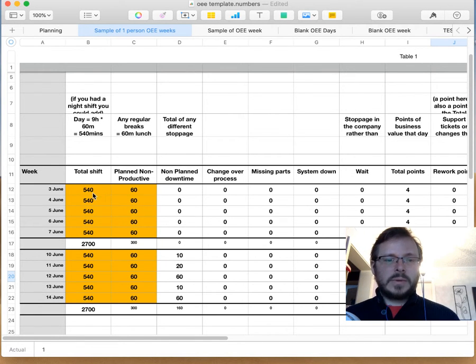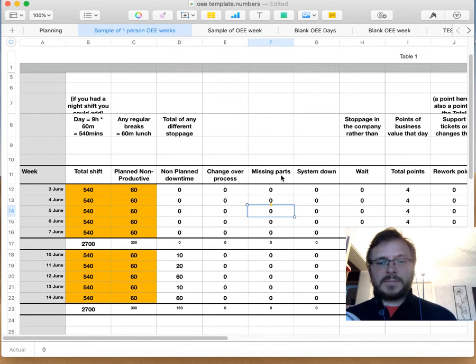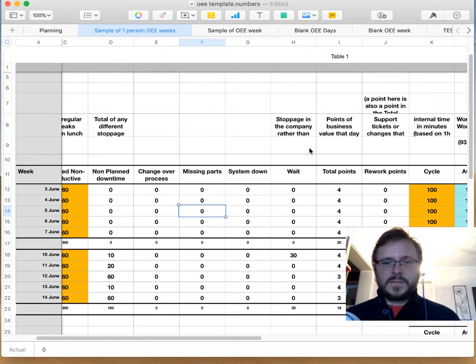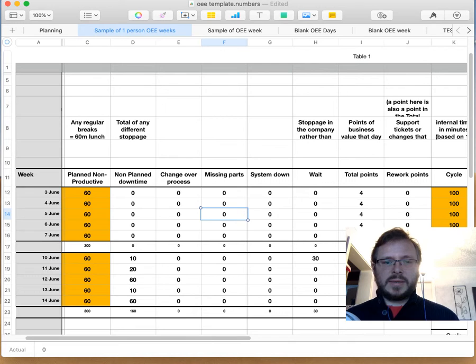So what we've got here is the total shift for each day. Linking back to that page from before, the planned non-productive time, and then we have these columns of non-planned downtime, which sums up our other columns of changeover process. This is when you're switching tasks, missing parts or missing details of a brief, the system going down, or having to wait for other people or other resources when you're working on the project. So these all sum up into the non-planned downtime, which gets added up with the planned non-productive time.